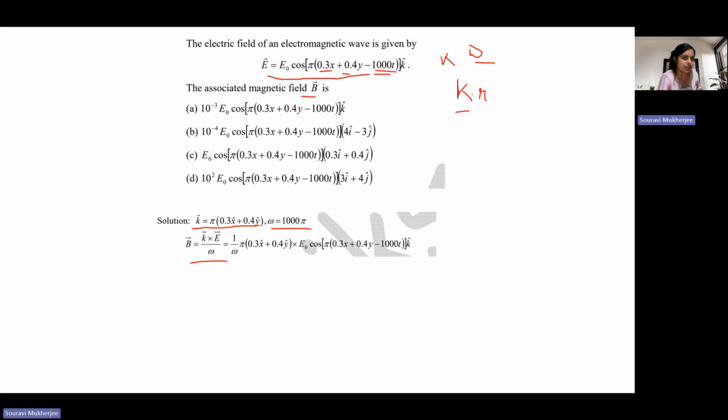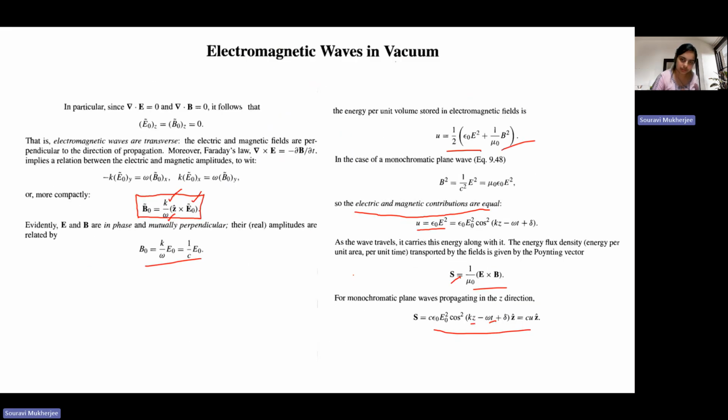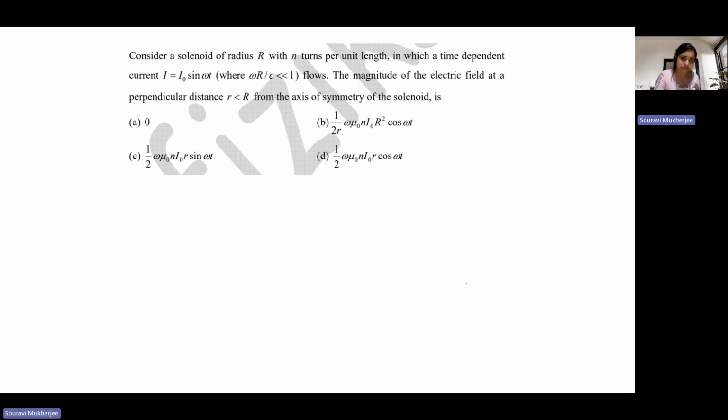Okay, so in all these kinds of questions, there can be several such questions where electric field is given, you need to find the magnetic field, or the magnetic field is given, you need to find the electric field, or suppose E and B both are given, the Poynting vector is asked. So then you have to go back and use this relation, right?